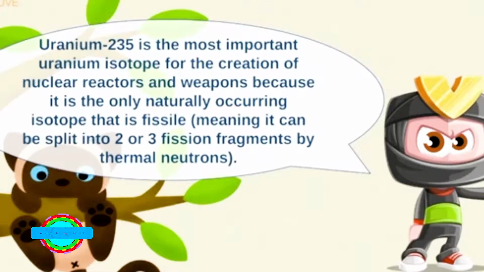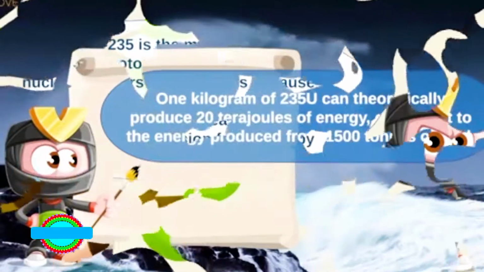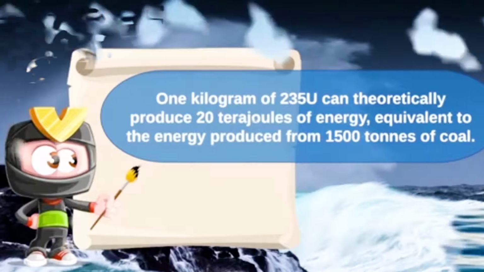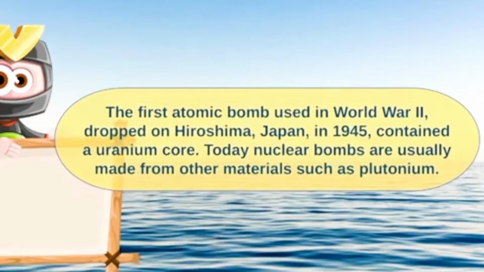Uranium was first discovered by German chemist Martin Klaproth in 1789. He discovered the element while experimenting with the mineral pitchblende. Uranium was not fully isolated until 1841 by French chemist Eugène-Melchior Péligot. It was named by Martin Klaproth after the newly discovered planet Uranus.